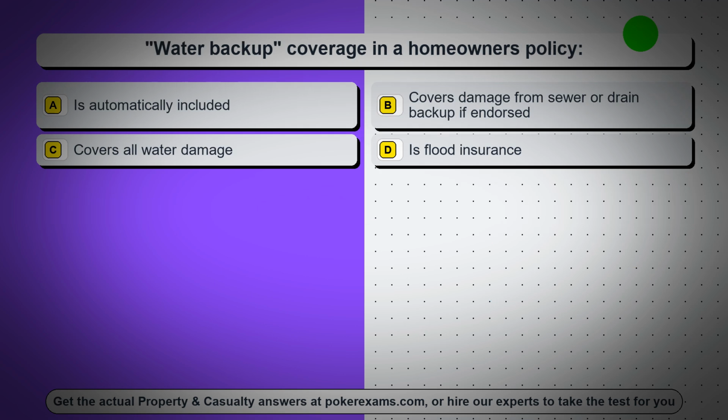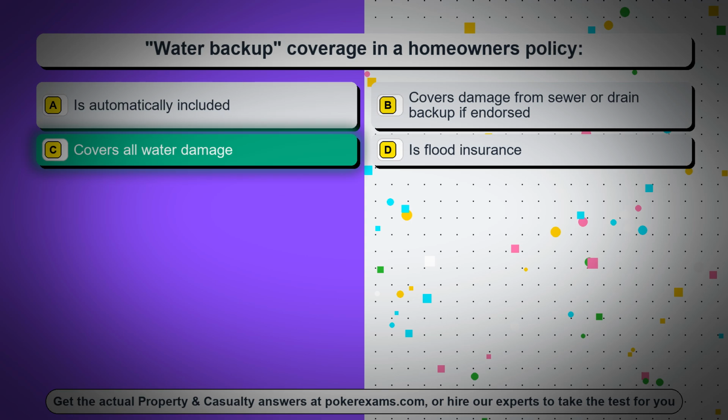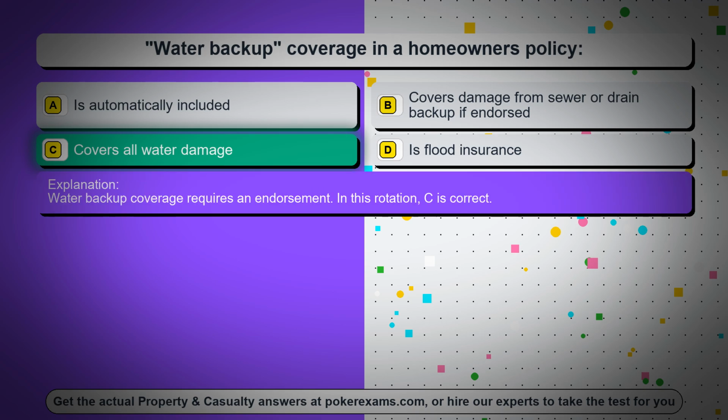Question 18. Water backup coverage in a homeowner's policy. Option A is automatically included. Option B covers damage from sewer or drain backup if endorsed. Option C covers all water damage. Option D is flood insurance. The correct answer is option C, covers all water damage. Water backup coverage requires an endorsement. In this rotation, C is correct.